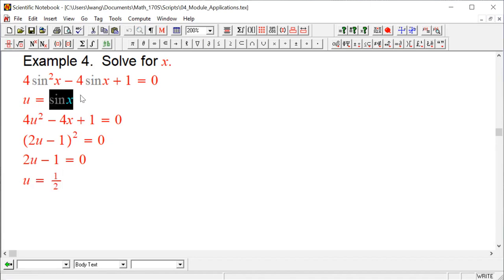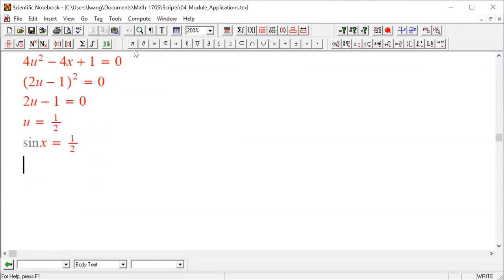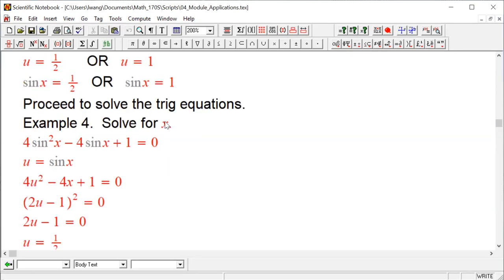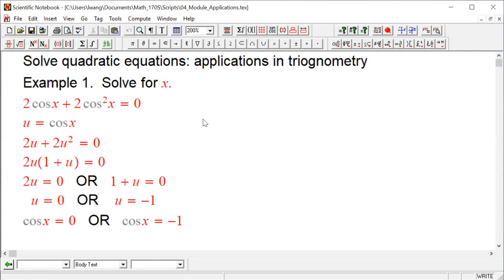And then we'll proceed to solve this trig equation, which is sine of x equals 1/2. And here, of course, we have only one equation. So these are the applications of solving quadratic equations in trigonometry.